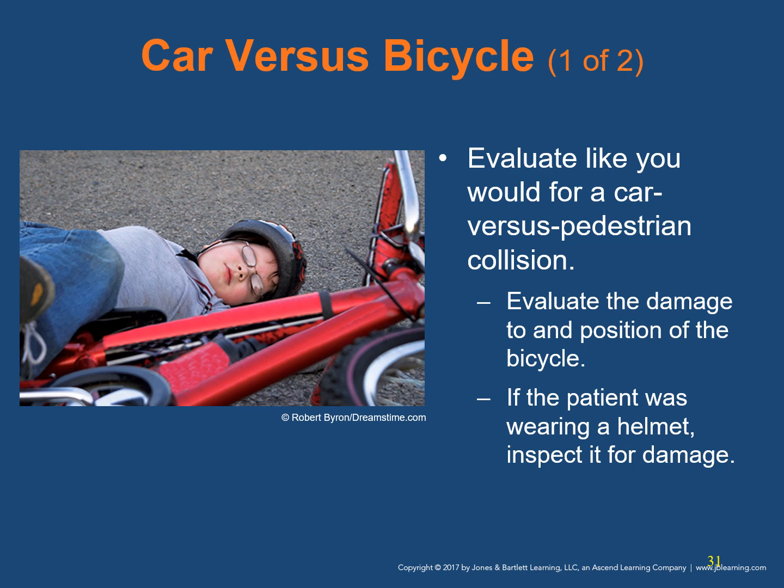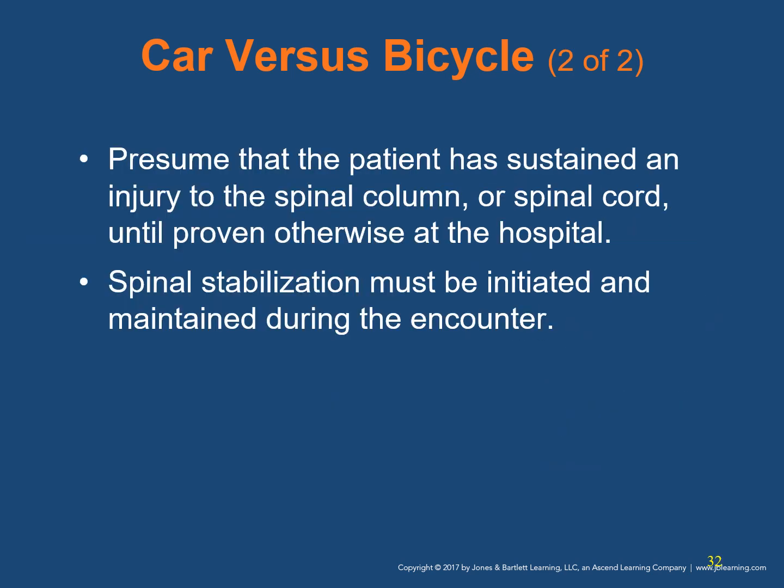Car versus bicycle. Evaluate the MOI in much of the same manner as car versus pedestrian crashes. Evaluate damage to and the position of the bicycle. If the patient was wearing a helmet, inspect it for damage. Presume that the patient has sustained an injury to the spinal cord or column until proven otherwise at the hospital. Spinal stabilization must be initiated and maintained during the encounter.